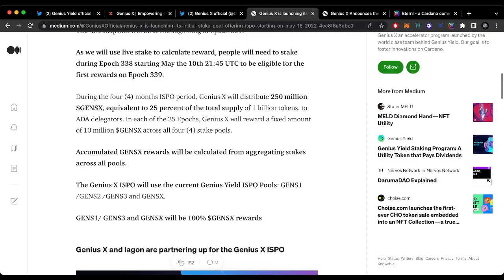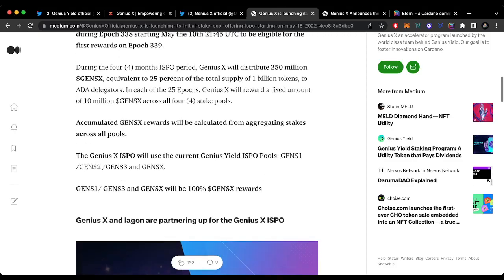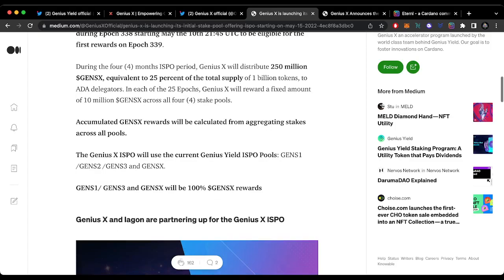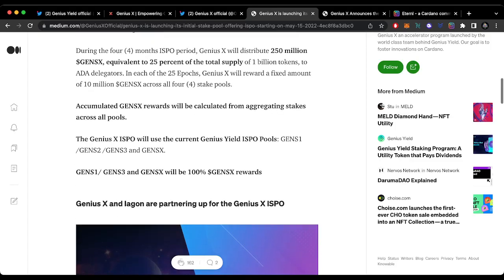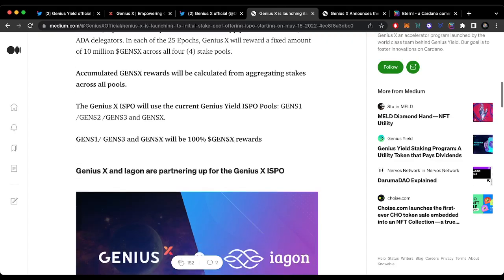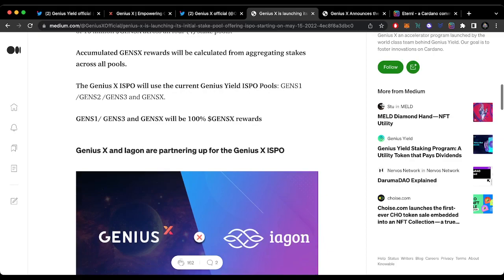So Genius X will reward a fixed amount of 10 million Gens X across all 4 stake pools. Accumulated Gens X rewards will be calculated from aggregating stakes across all pools. The Genius X ISPO will use the current Genius Yield ISPO pools, which is what we talked about. So there'll be Gens 1, Gens 2, Gens 3, and Gens X.